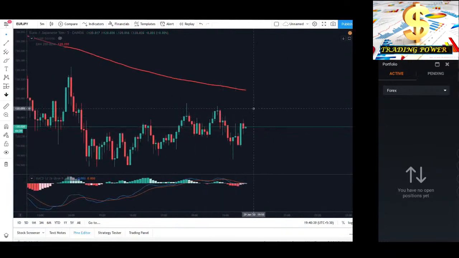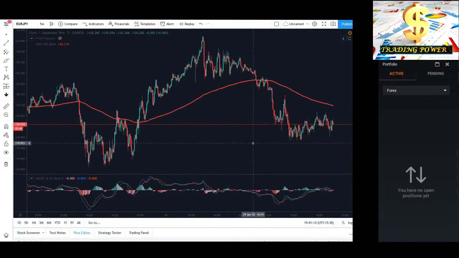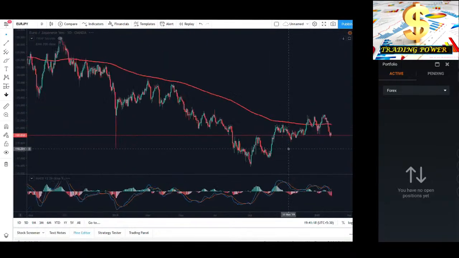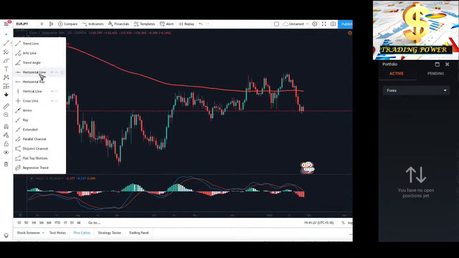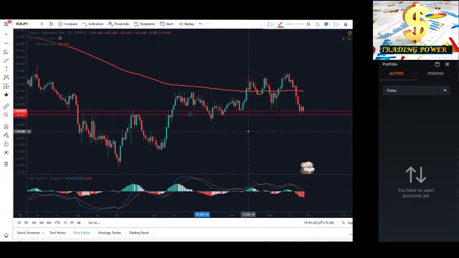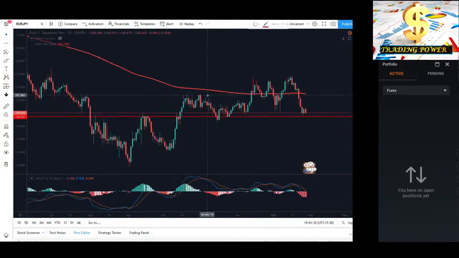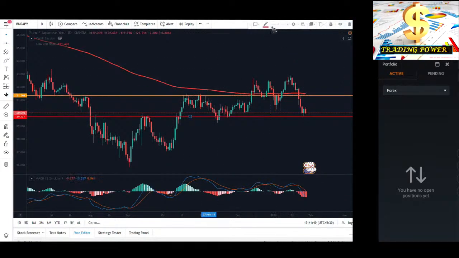We will do this by going into a higher time frame. This is a 5 minutes chart. So let's go to the daily chart and look for support and resistance. Here, we can see two strong support and resistance. We will draw them with horizontal lines. Here's the support, and there's the resistance line. I'm going to make it look orange.